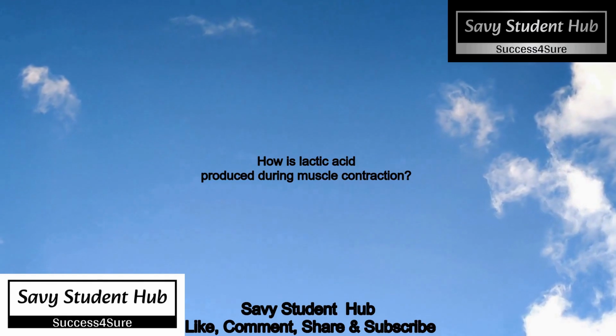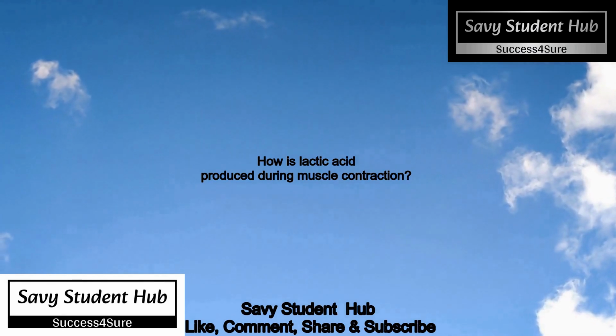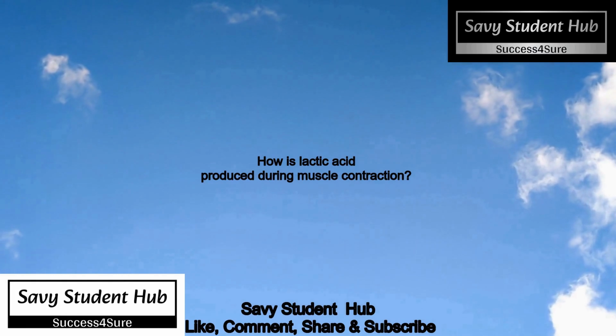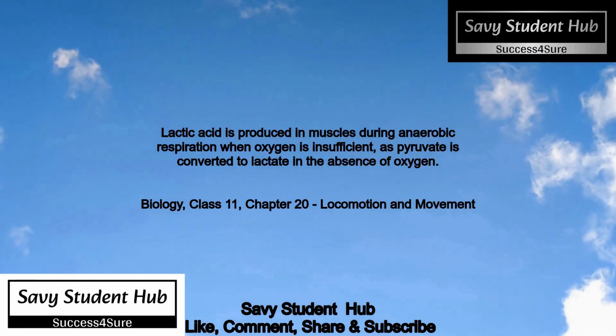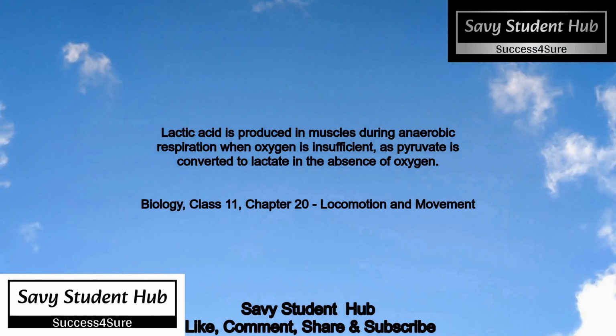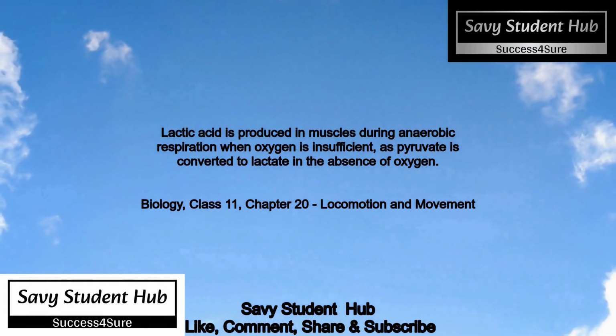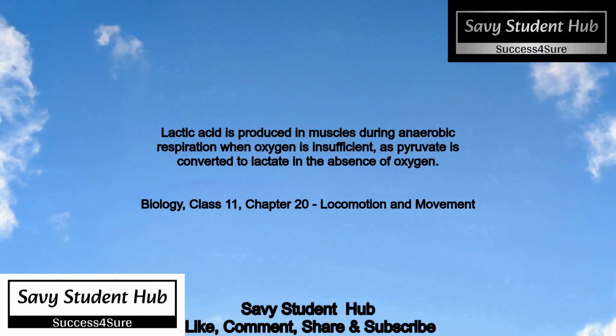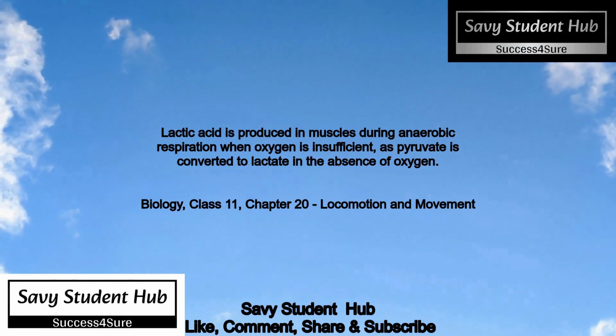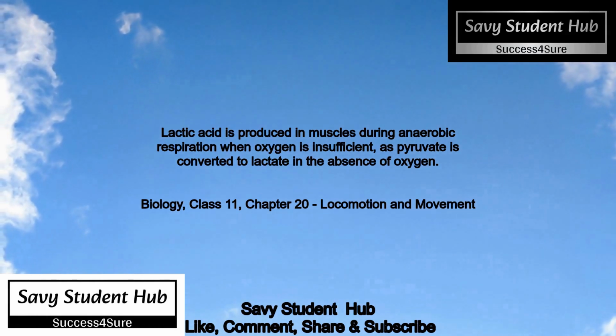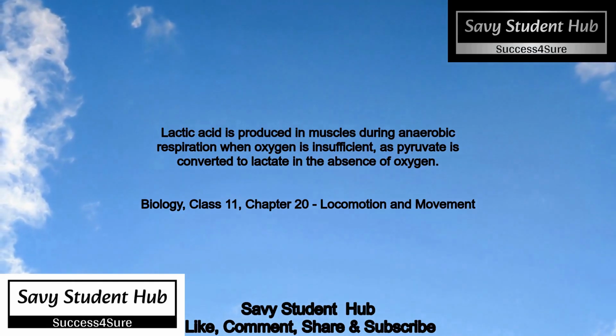How is lactic acid produced during muscle contraction? Lactic acid is produced in muscles during anaerobic respiration when oxygen is insufficient, as pyruvate is converted to lactate in the absence of oxygen.